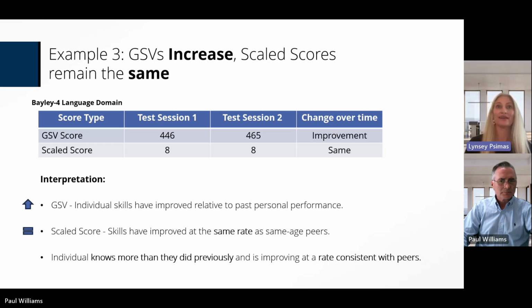though, has stayed the same. Then we're showing, again, that the individual skills have improved according to the GSV. But for the scaled score, they're improving at the same rate as their same aged peers. So ultimately, this person knows more than they did previously, and they're improving at a rate consistent with their peers.